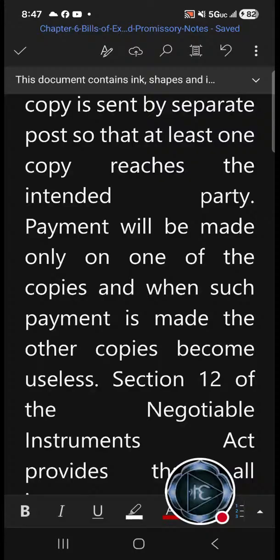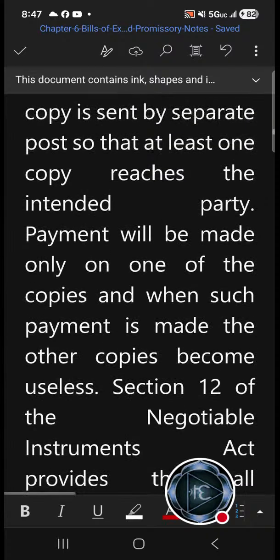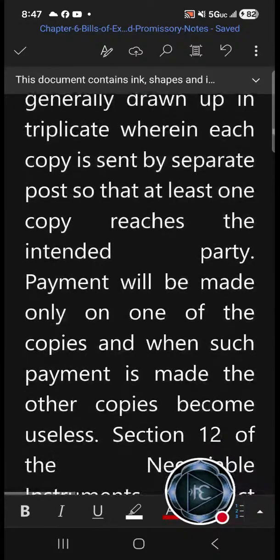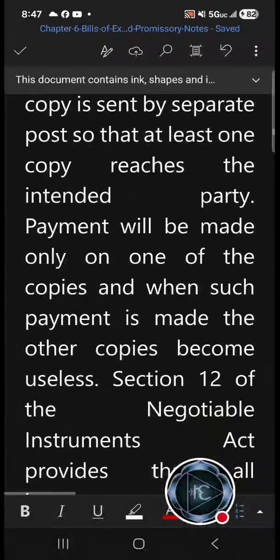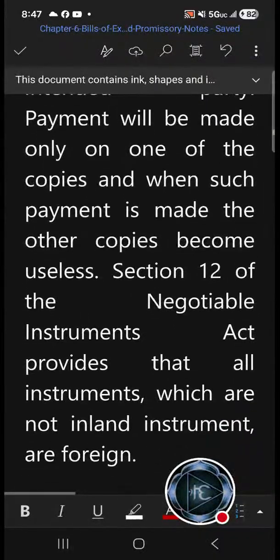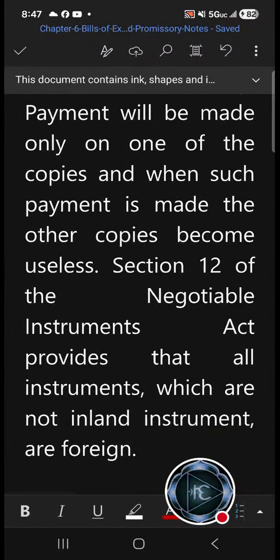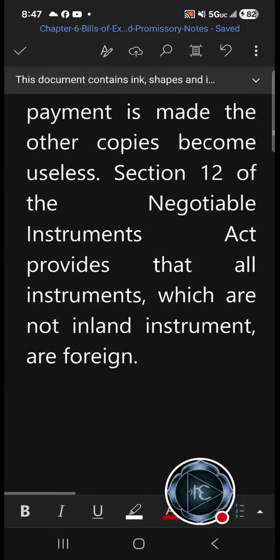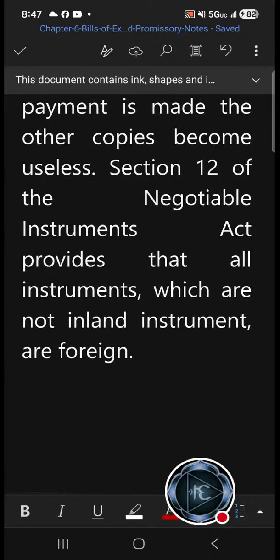But moving right along. Okay, let's stick to the three copy situation. Triplicate, wherein each copy is sent by separate post so that at least one copy reaches the intended party. Payment will be made only on one of the copies, and when such payment is made, the other copies become useless.